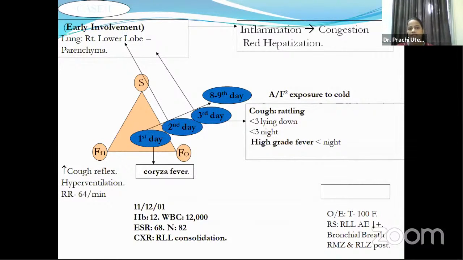So there is a progress. This is the first, second, and third day. This is a time axis. On the first day he developed coryza, and later on there is a development of the cough, and then development of the consolidation, or the starting of the haziness and consolidation. So inflammation, congestion, and red hepatization. From this we can actually make out how rapid the course is, whether it is gradual or more rapid, and we can comment upon the miasm from this.